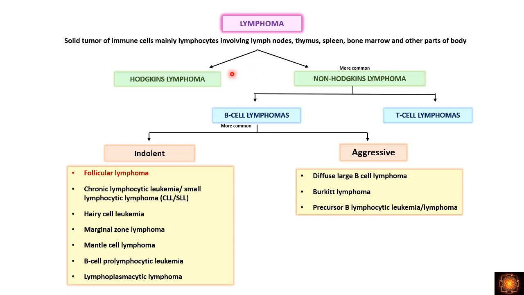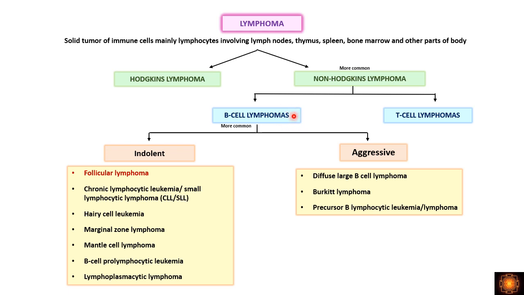If you remember, in the previous video we described Hodgkin's lymphoma. The characteristic cell of Hodgkin's lymphoma is the Reed-Sternberg cell. Non-Hodgkin's lymphomas are again classified as B-cell lymphomas and T-cell lymphomas. Among these two, again, B-cell lymphomas are more common.